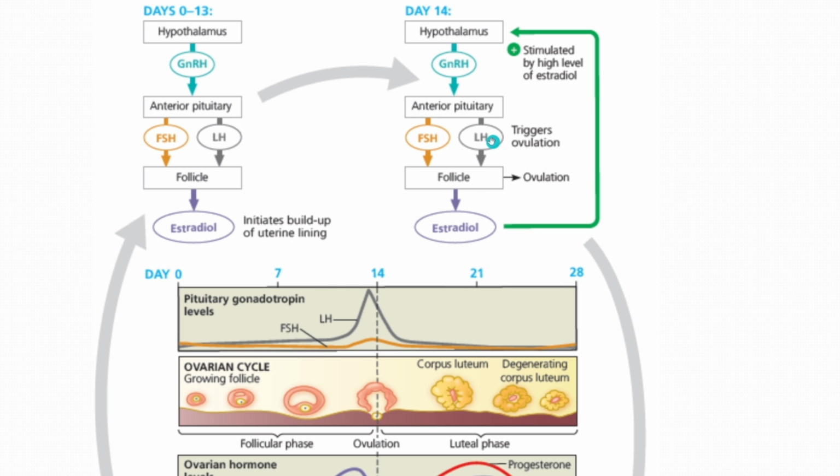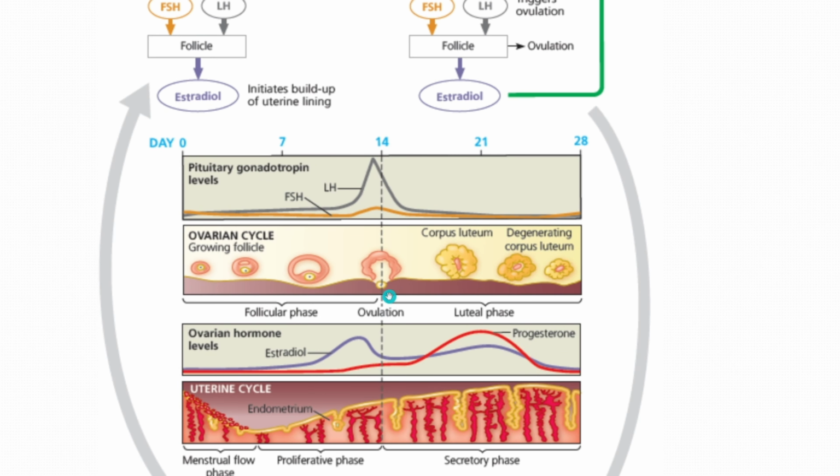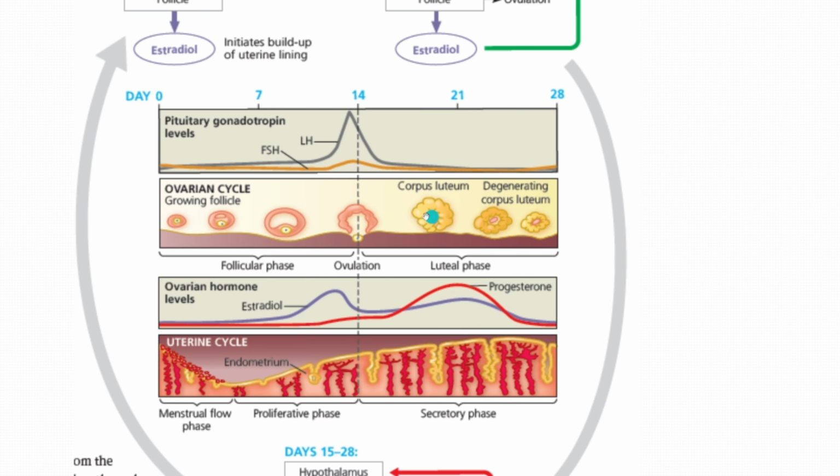So especially LH, LH is more than FSH. This LH will trigger the ovulation process, and triggering ovulation means that the secondary oocyte is released from the ovary. And then LH will trigger the development of the corpus luteum.